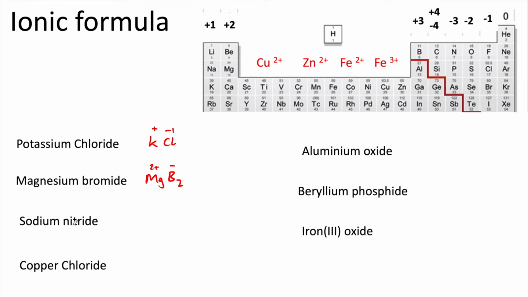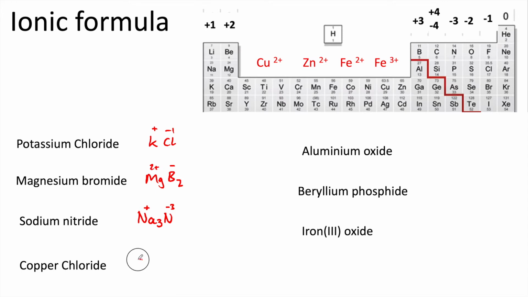So sodium nitride is sodium and nitrogen. Sodium is in group 1, so that's a plus charge, and nitrogen is in group 5, so it's got a -3 charge. So this time nitrogen needs to gain 3 electrons, sodium will only give 1 each, so we need 3 sodium atoms to provide the 3 electrons, and you can see 3 pluses balances the 3 minuses.